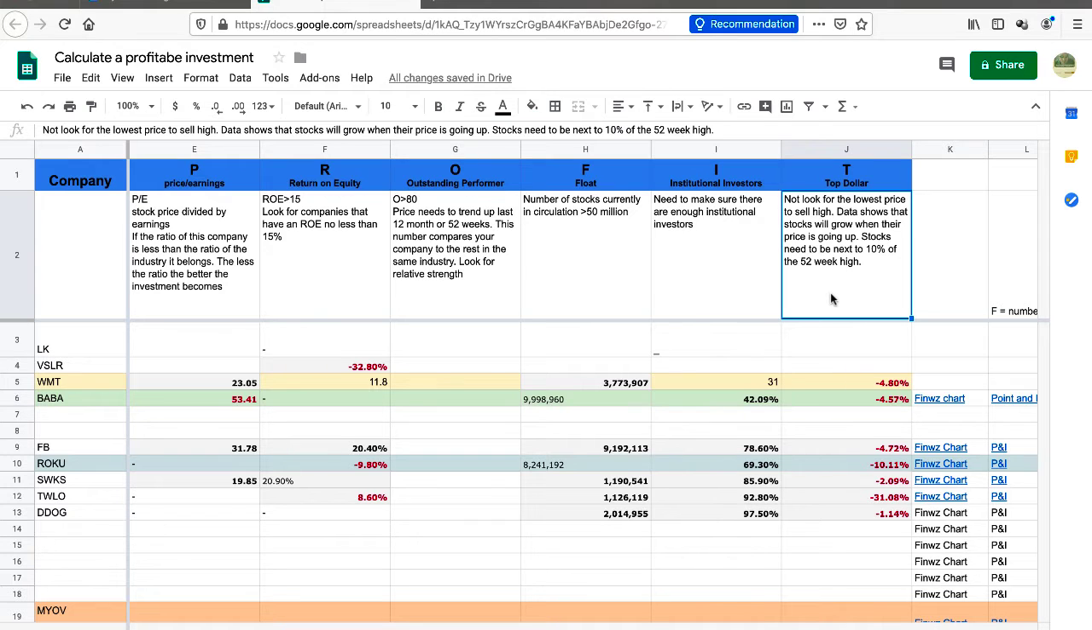Top dollar. The top dollar is also something to consider because what you want is for the 52-week high price to be within 10%.